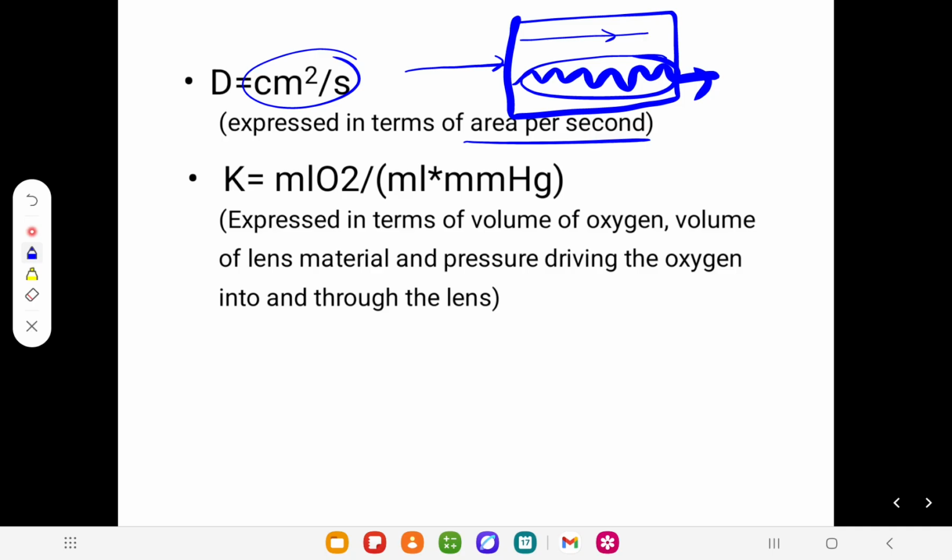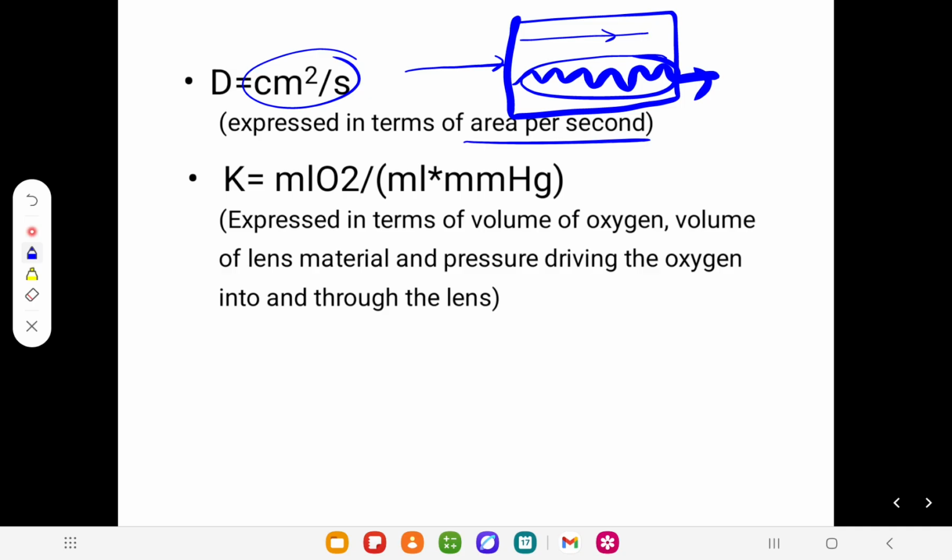But we express area per second. Why? Because a molecule passes in a zigzag pathway and it covers a certain area. It's quite a good concept. You have to understand this concept, otherwise you will make mistakes when there is an MCQ with options 1, 2, 3, 4 and the options differ in units. Okay, it's really important.